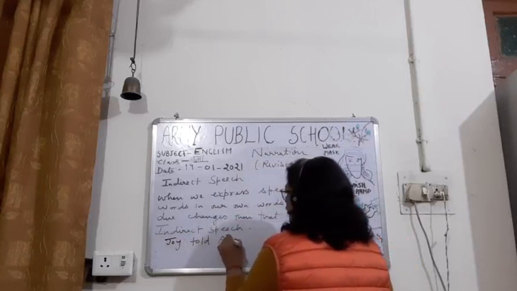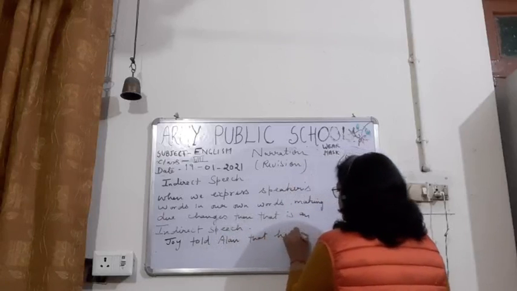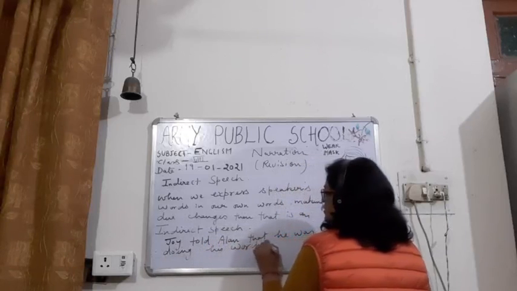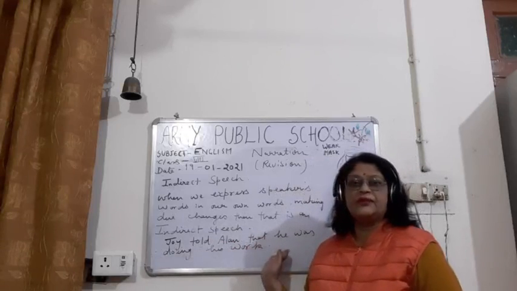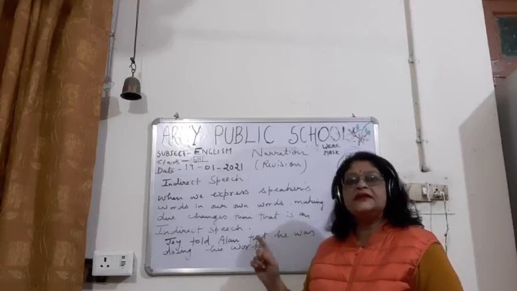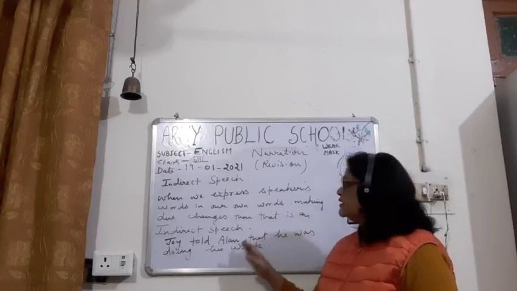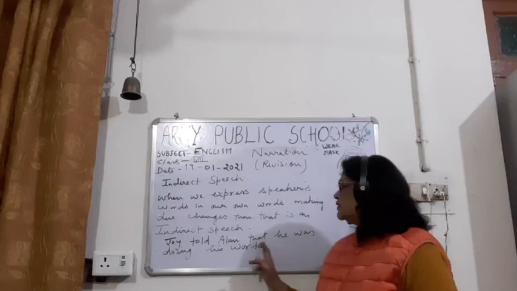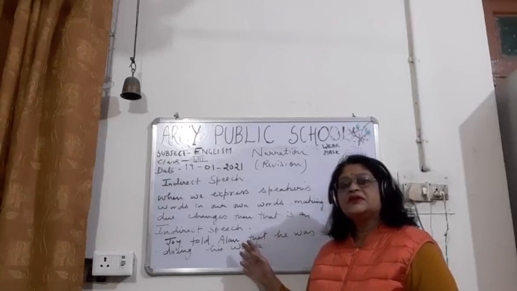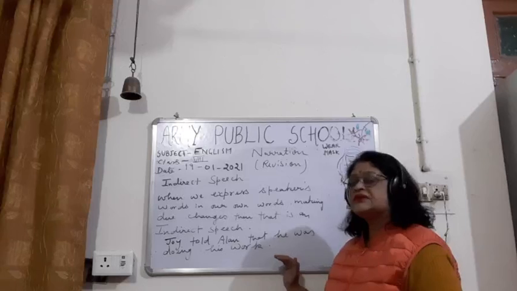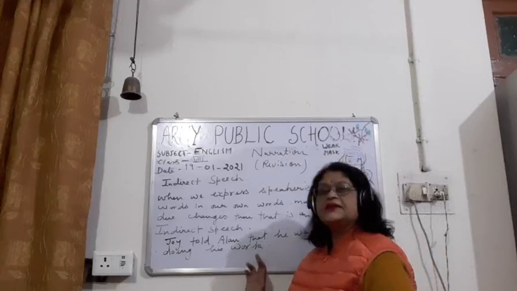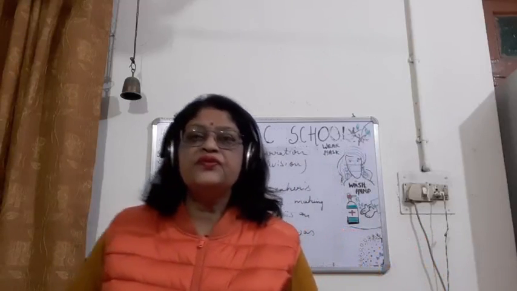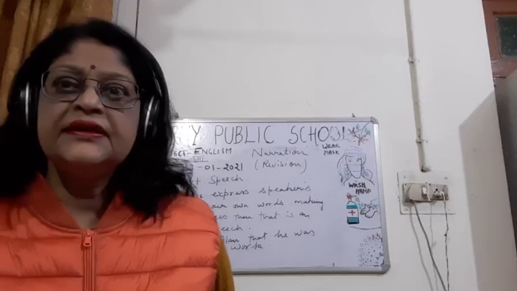Joy told Ellen that he was doing his work. Now one thing you have to see, children: in this sentence there is no inverted comma. No inverted comma, so this is indirect speech. If there had been inverted commas somewhere here, then it would have been direct speech. So when the exact words are spoken in our own words, making due changes, that is indirect speech.